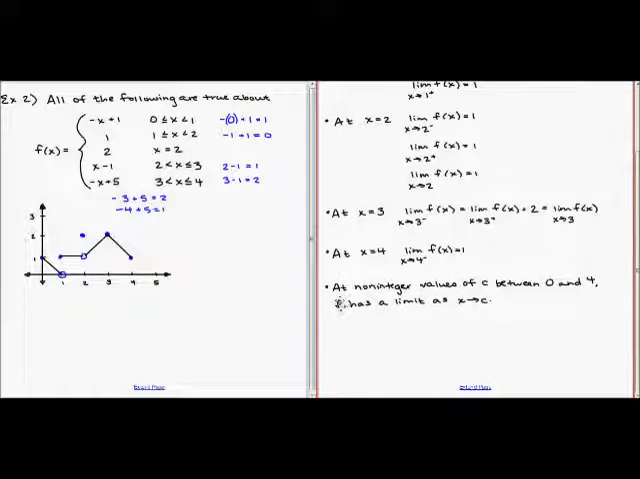And this statement here says that for non-integer values of c, like 3.5, 2.93, anything like that, so non-integer values of c between 0 and 4, that's where this function is defined, f has a limit as x tends to c. So the limits are whatever y value appears on the graph.